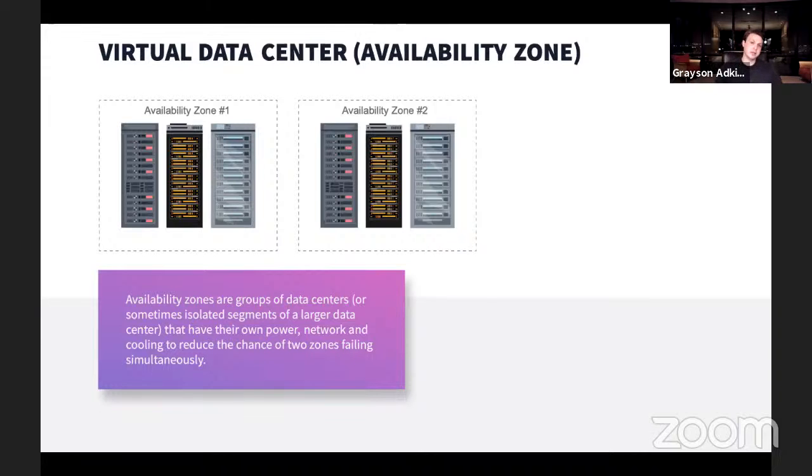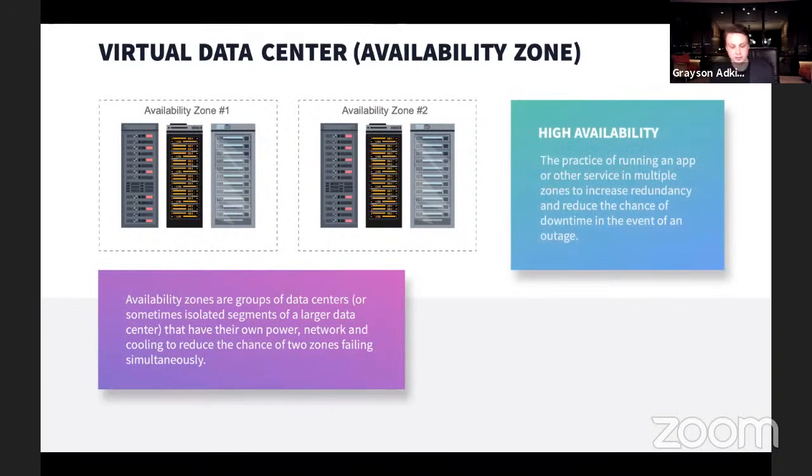If you deploy what's known as a highly available application, that's another concept. This is the practice of running an app or service in multiple zones to increase redundancy and reduce the chance of downtime. We'll talk about this a little bit later, but with certain cloud providers, you want to look for this feature, high availability, if you have any type of important business critical application.